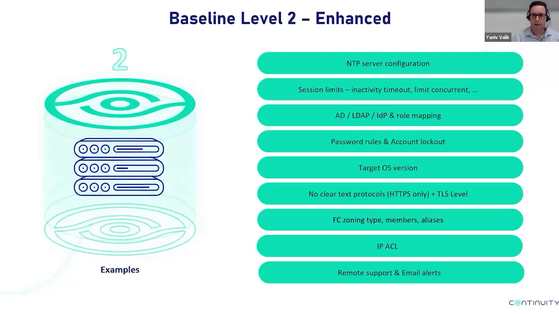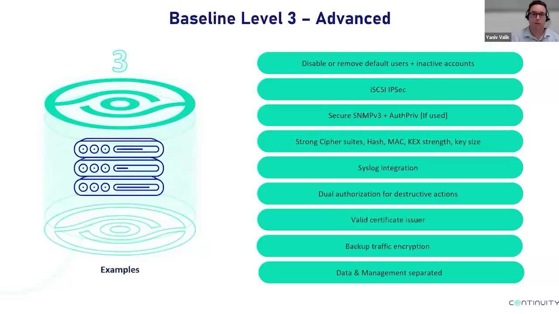All right, so let's continue with level 2, which builds on the basics with tighter control and tighter reliability. And here, some of the examples include configuring NTP for time synchronization, configuring session limits, integrating with Active Directory with role mapping, using secure HTTP only and restricting management access with IP ACLs. And we add remote support and email alerts for more proactive visibility.